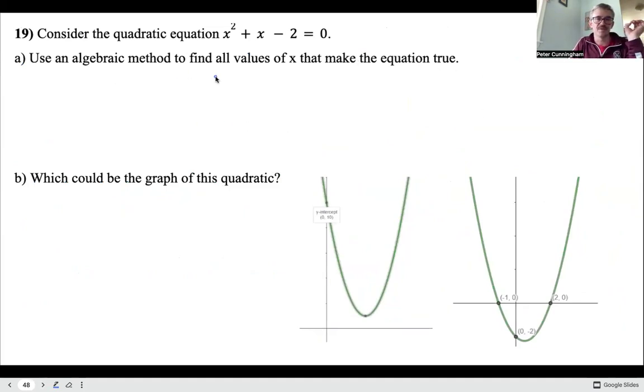All right, use an algebraic method to find all values of x that make the equation true. That's just saying solve, okay? Use an algebraic method. So technically an option is factoring and quadratic formula. Those are our options.